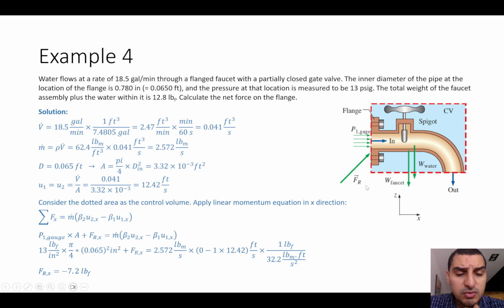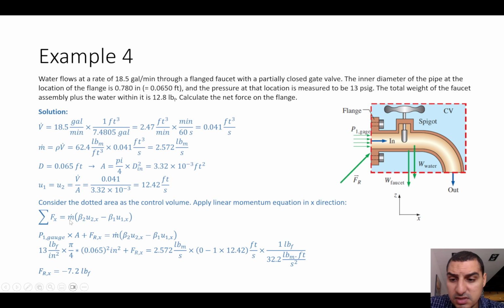Anyway, this reaction has two components, in x and in z direction. So we'll write the equation in the x direction first. For the forces, we have no body forces because these are acting in the z direction. So we have the pressure force, which is P1 gauge times the area, which we calculated here, and we have also the reaction force. We don't have any viscous forces, and of course we don't have any gravitational force. So this is the equation.